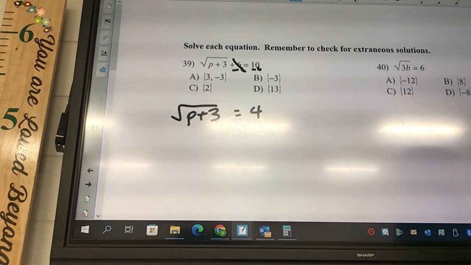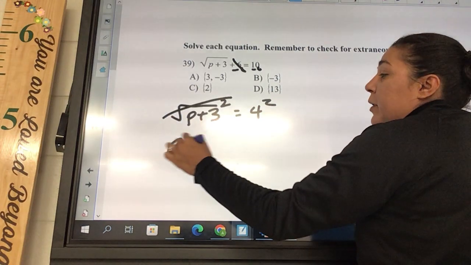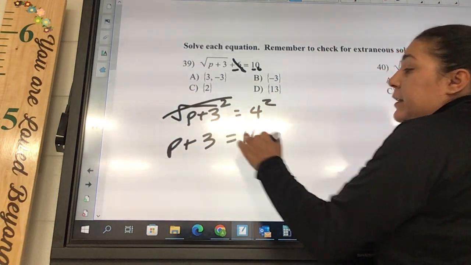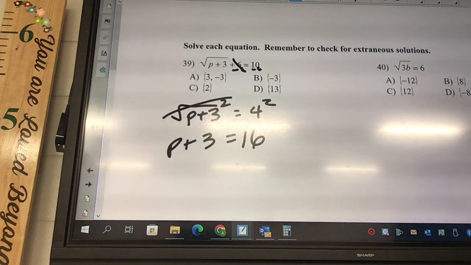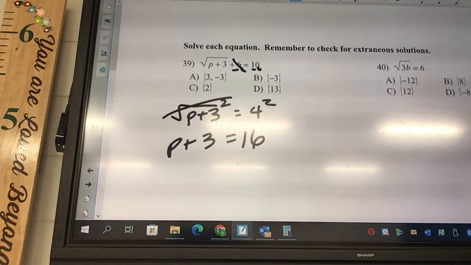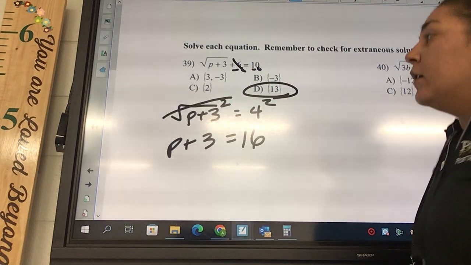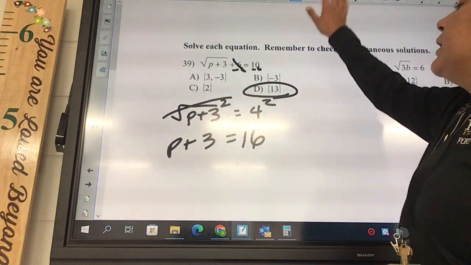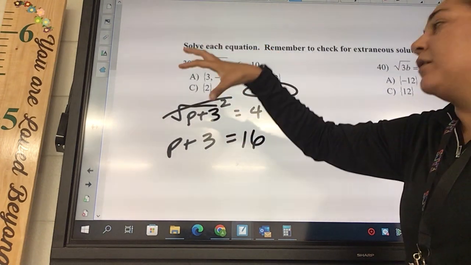Okay, and then what? Square them. Okay, so I'm going to get p plus 3 equals 16. And then what? Minus 3. And what's 16 minus 3? And this is where you can kind of start doing some of it in your head, okay? So 13.